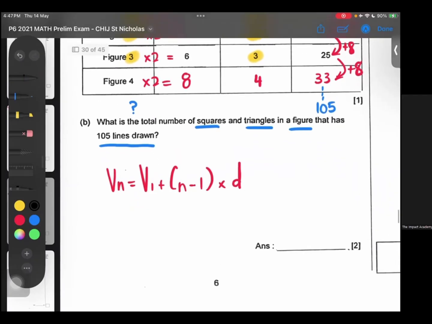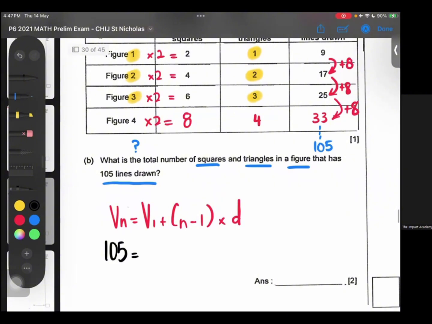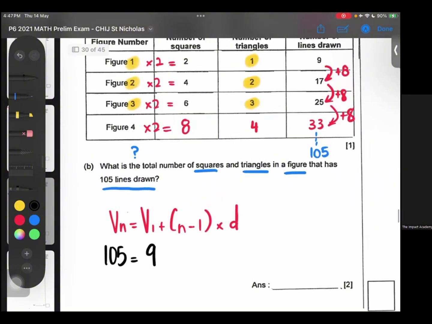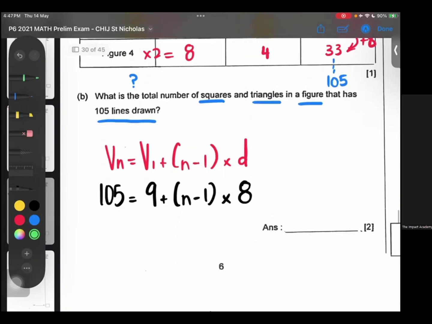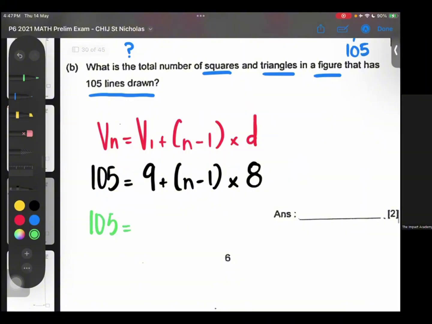Now, first things first, 105 we'll put over here. 105 equals V1, basically the value of figure number 1, which in this situation is 9. n is something that I don't know. That's what they want us to find. My difference in this situation is 8. Then from here, 105 equals 9 plus, and you're going to do the rainbow method. You expand this and you get 8n minus 8.